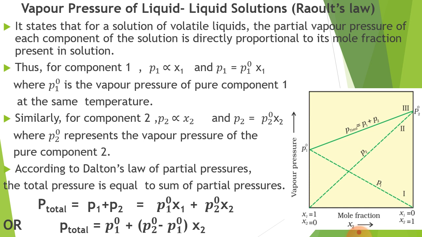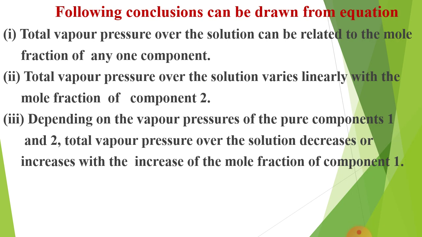But if we draw the graph of P1 and x1, this is y equal to mx, so there is no intercept. That's why P1 is directly proportional to x1 and the graph passes through the origin. Now after studying the graph, the following conclusions can be drawn from the above equations.